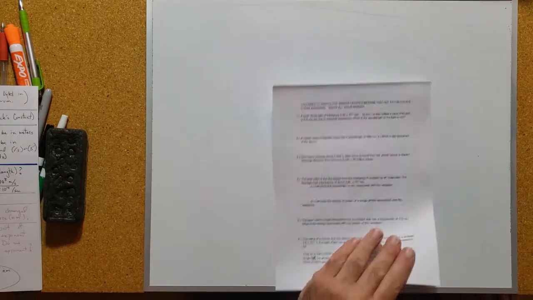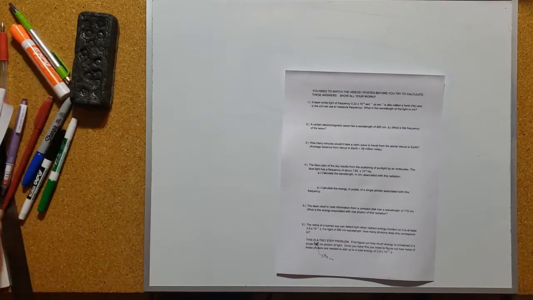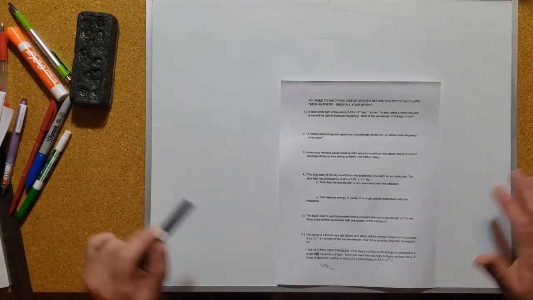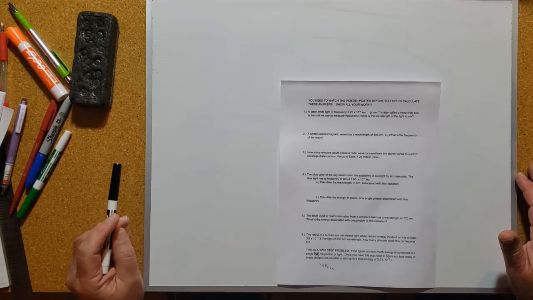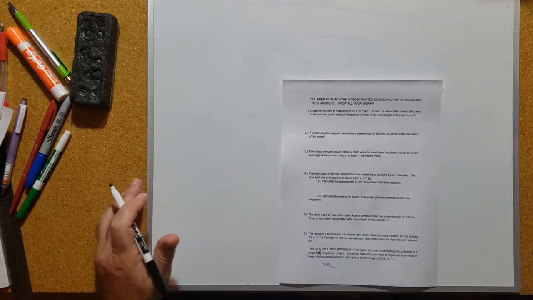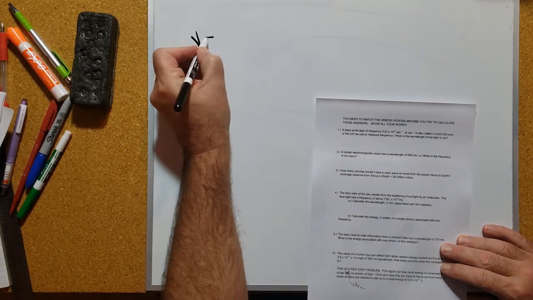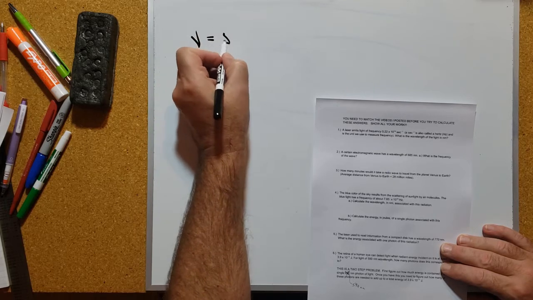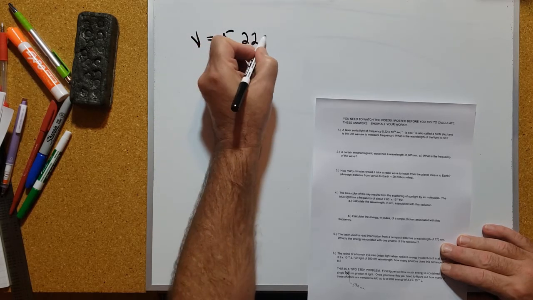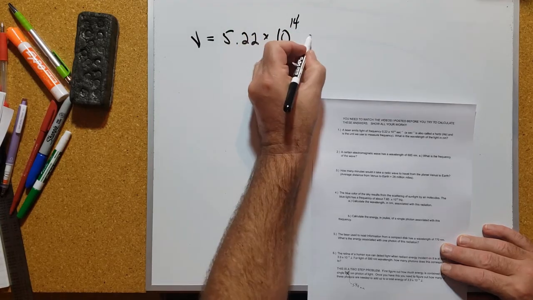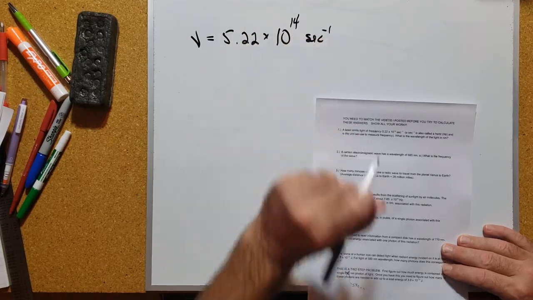All right, boys and girls, let's take a look at problem number one. Number one says a laser emits light with a frequency of 5.22 times 10 to the 14th seconds to the minus 1. Right, frequency is the Greek letter nu. So we'll say nu is equal to 5.22 times 10 to the 14th seconds to the minus 1.